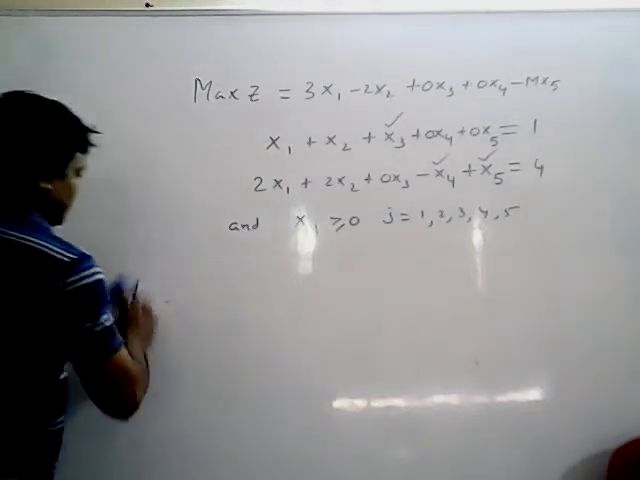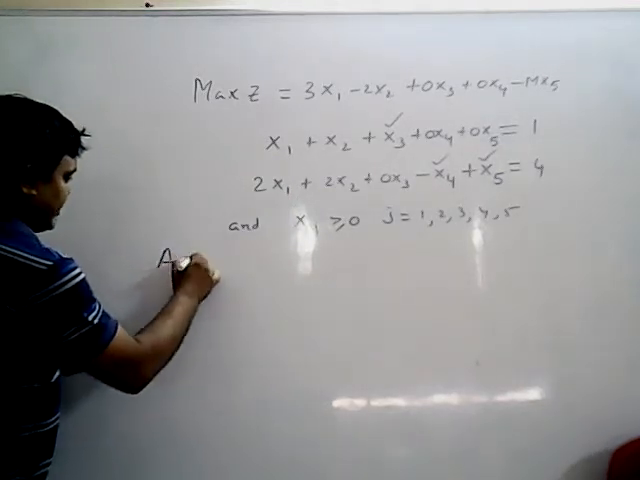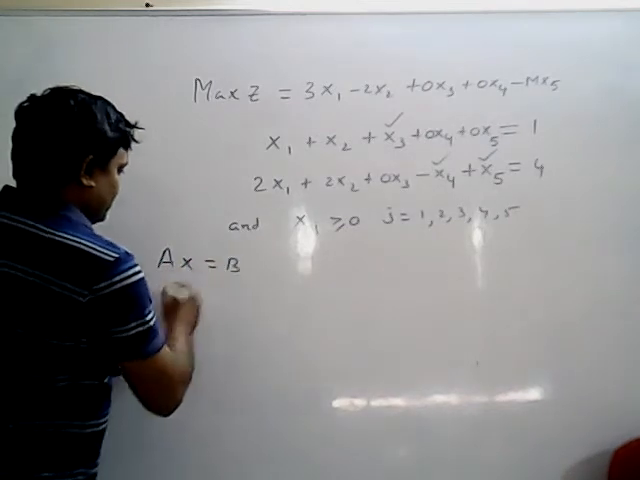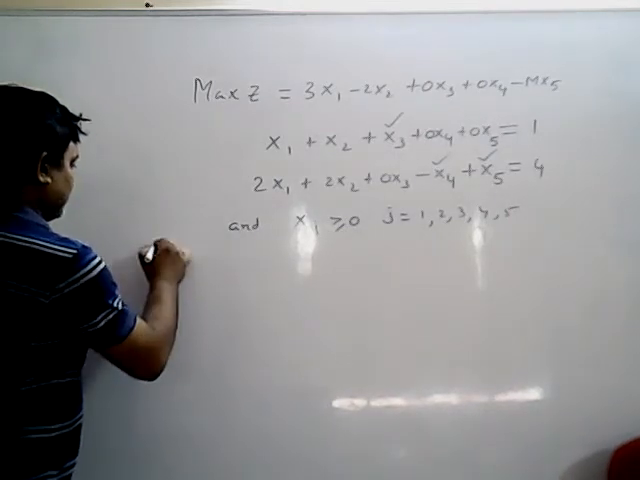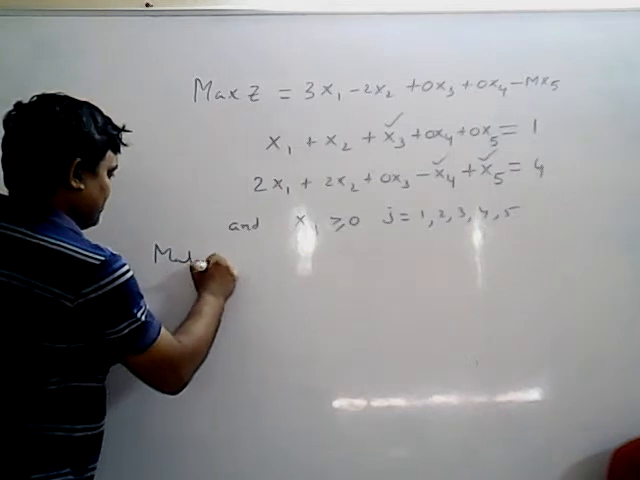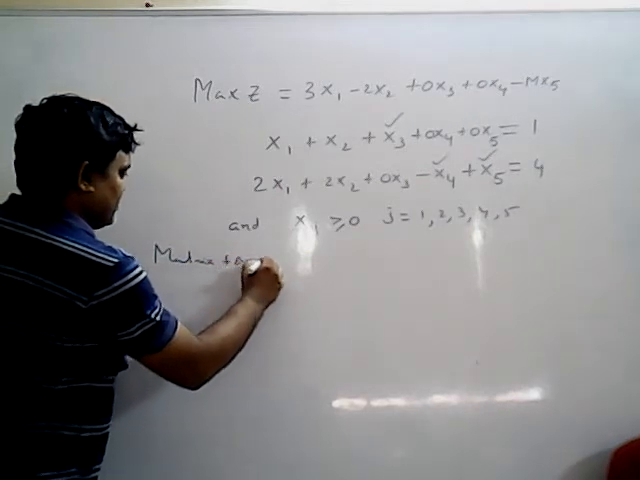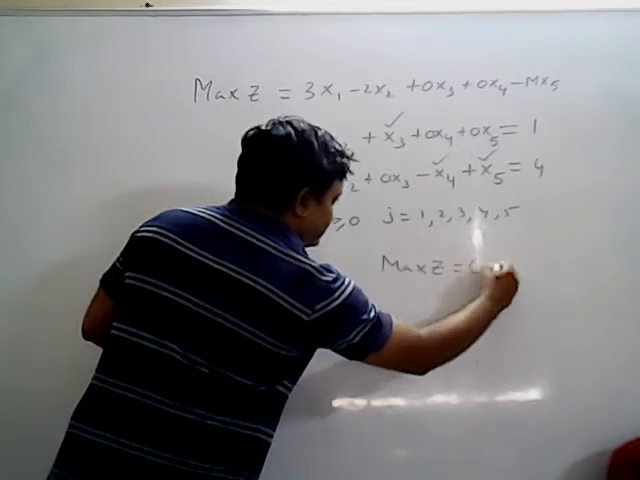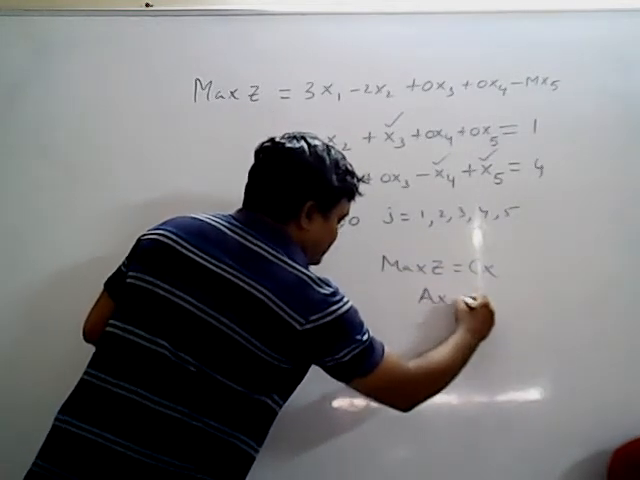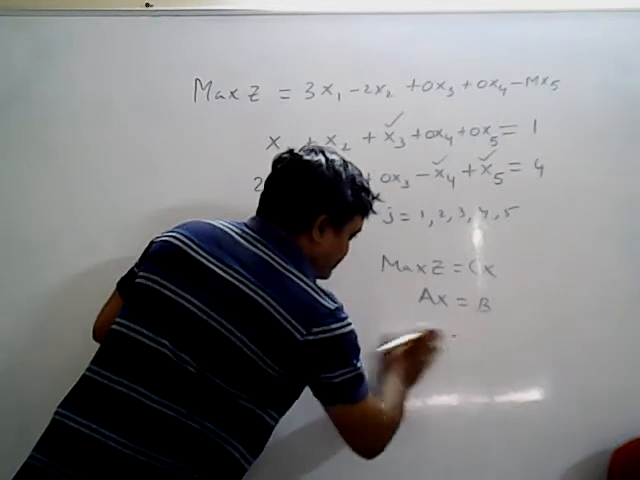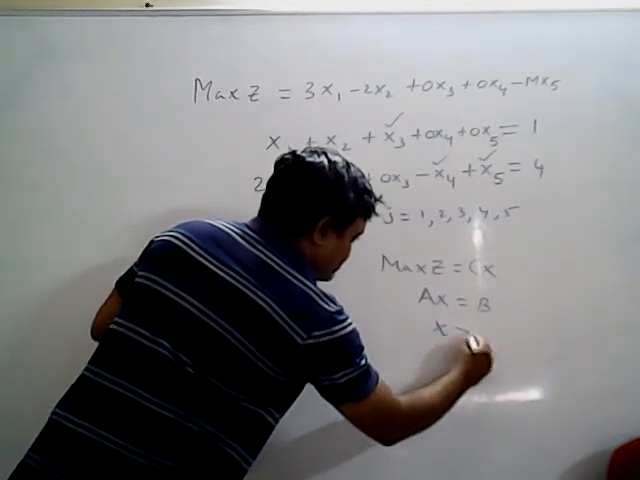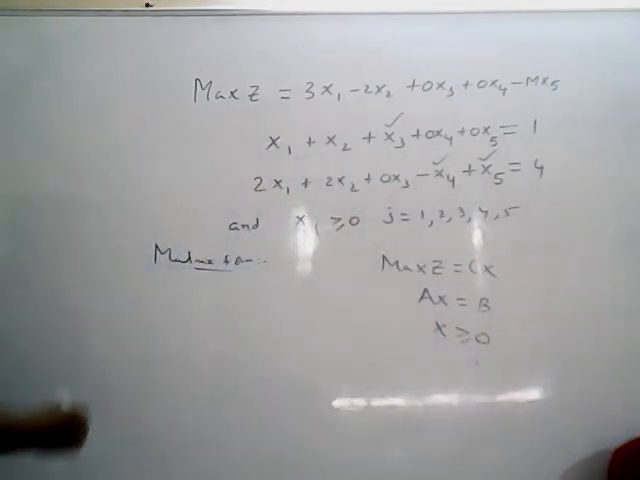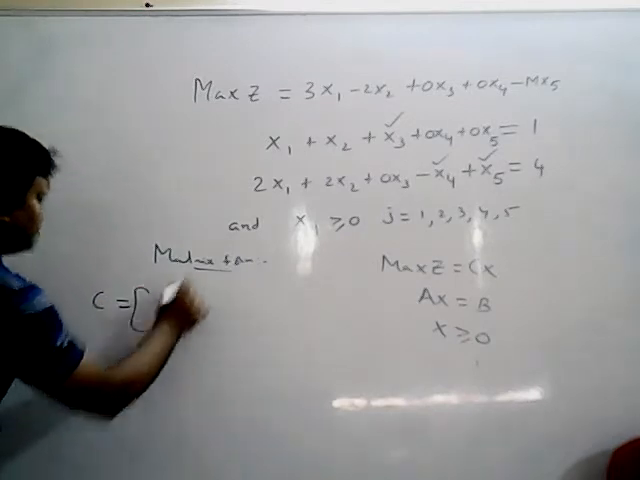I think you have done so many problems. So Ax equal to B. Otherwise, the matrix form you can write. Now, what is the matrix form here? I am writing maximum Z equal to Cx, Ax equal to B, x greater than or equal to 0. Okay, so now write down the C, where C is the objective function coefficients.